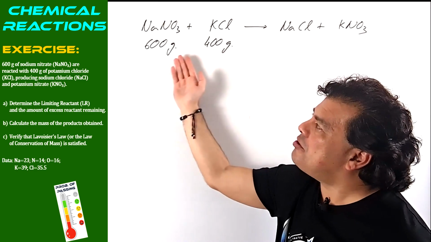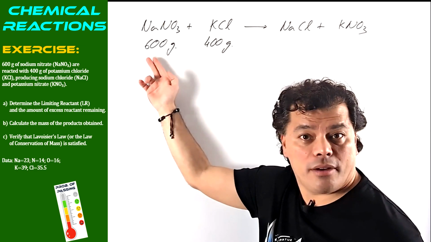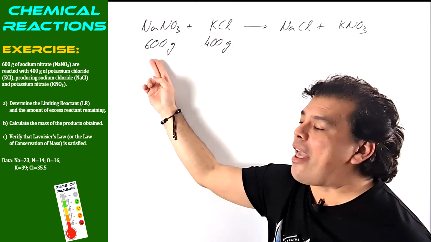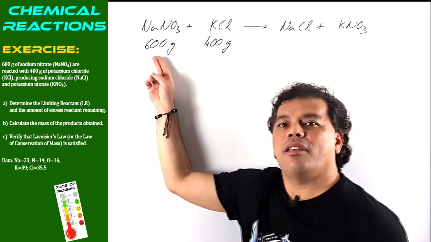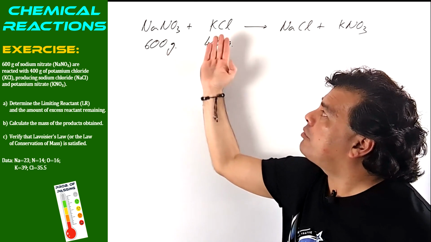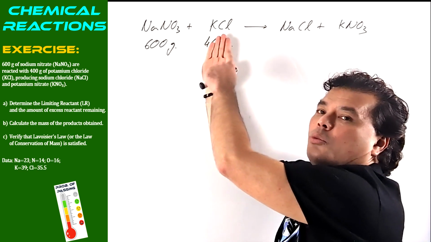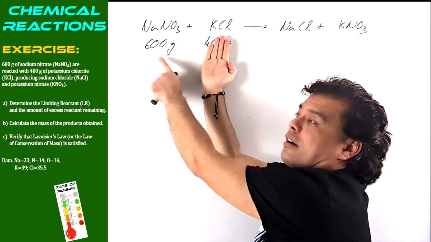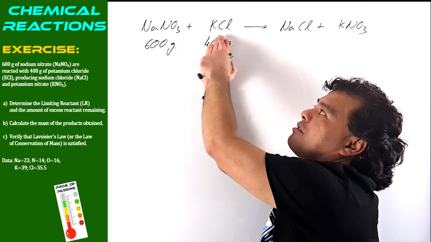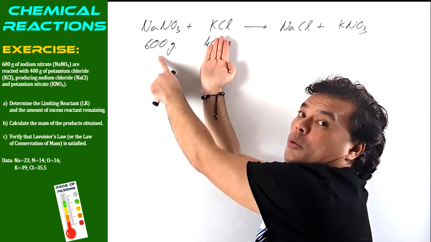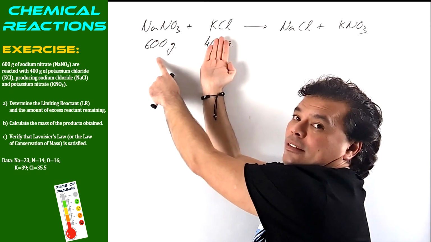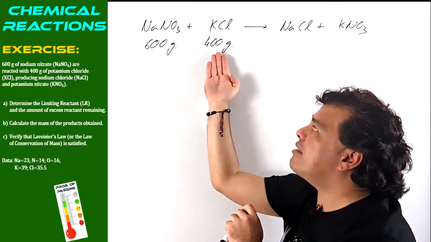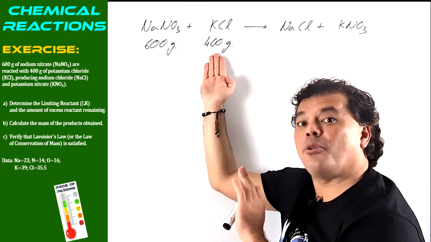Look, please choose one of these substances. The first one or the second one, it doesn't matter. Let's choose, for example, the first one. And we are doing our calculations in order to know the amount of the second substance that will react with this 600 grams of sodium nitrate. We are calculating the grams of potassium chloride that will react with our 600 grams of sodium nitrate. And then we will compare our result with this one. Okay? That's how we are going to do it.